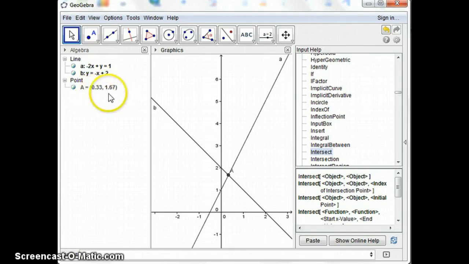You notice they're rounded off. They don't actually give us the exact answer. Okay, that's an introduction to the meaning of simultaneous linear equations.